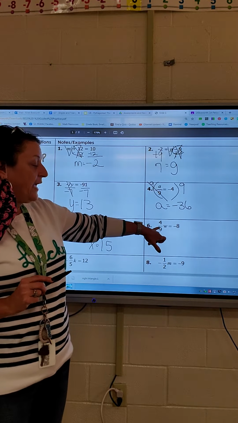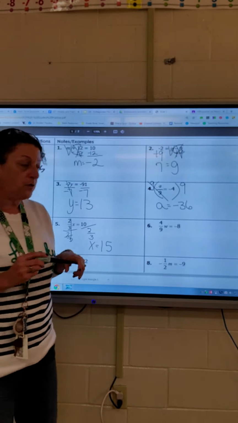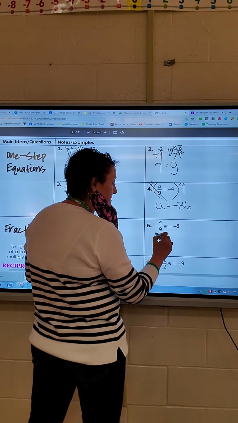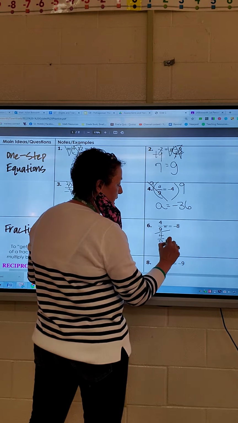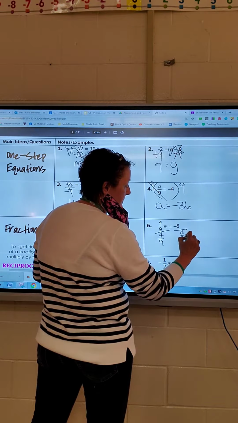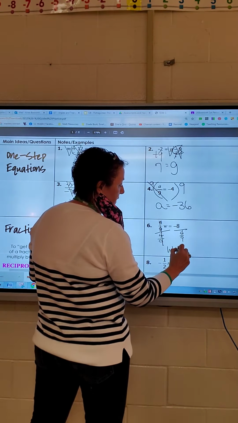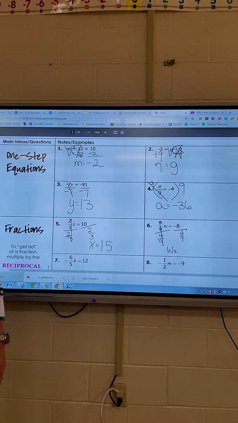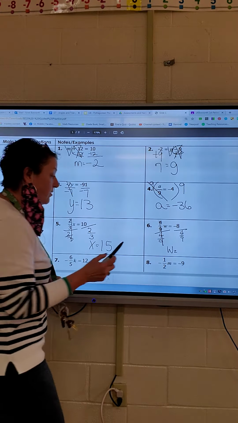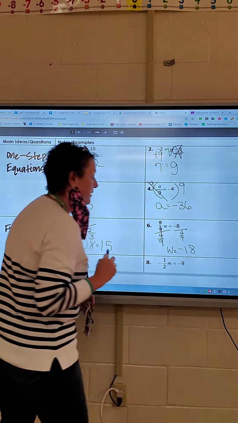Right here, 4/9 is being multiplied by w. So to solve this, I've got to divide both sides by 4/9. And w equals, so what is negative 8 divided by 4/9? Negative what? Negative 72 over 4. What is that? Negative 18? Do y'all agree? I just don't have my calculator up here.